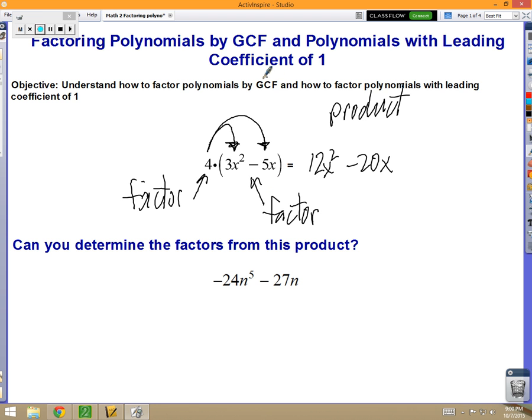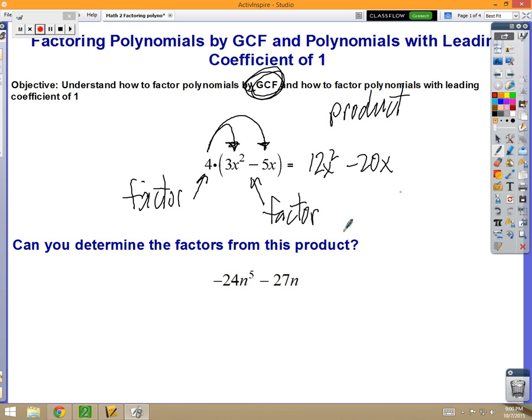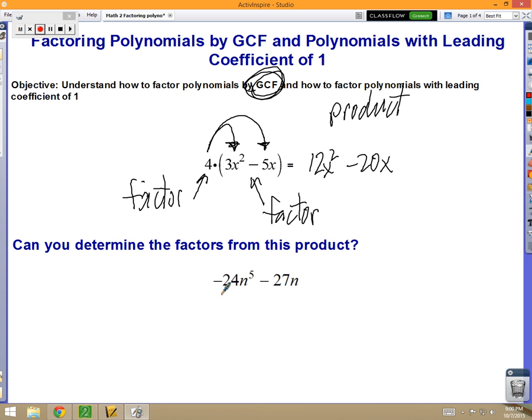Okay, we're going to factor by using the greatest common factor, the GCF. So you look at your numbers, look at 24 and 27, and you want to find something they have in common, and you want to find the greatest factor that they have in common. And it is going to be, you can divide them both by 3. So if you divide both of these by 3, 3 is going to be the greatest common factor.